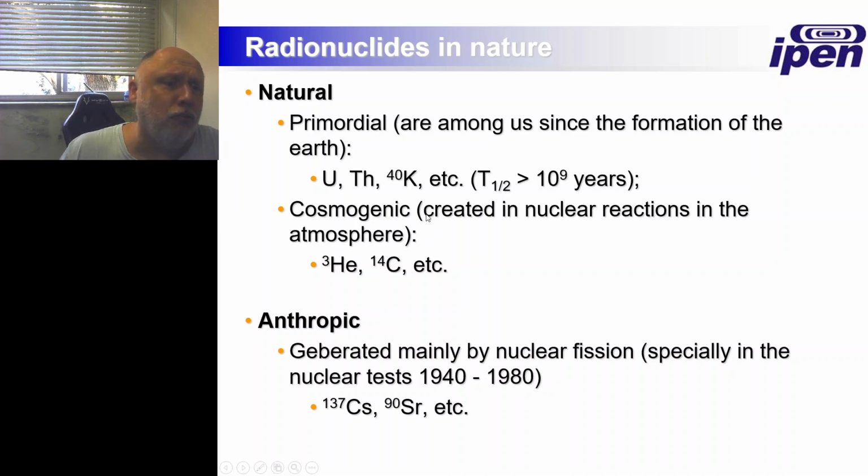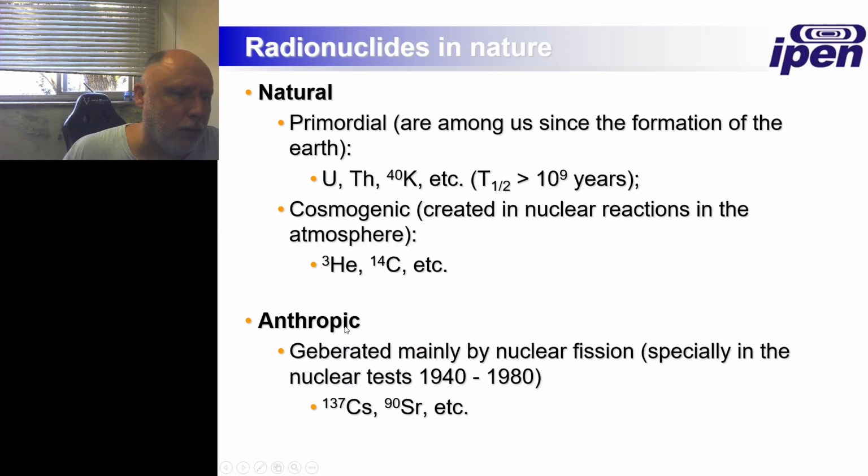Then we have the cosmogenic ones. They are created in nuclear reactions in the atmosphere. Famous cases are tritium and carbon-14. They are created in the atmosphere by the bombardment of atoms by cosmic rays, which are very energetic particles that can do nuclear reactions and all that. So these ones have shorter half-lives, but they are amongst us because they are being created the whole time.